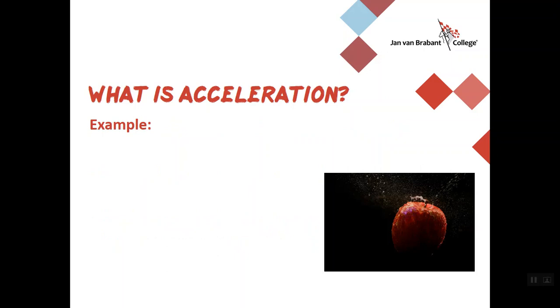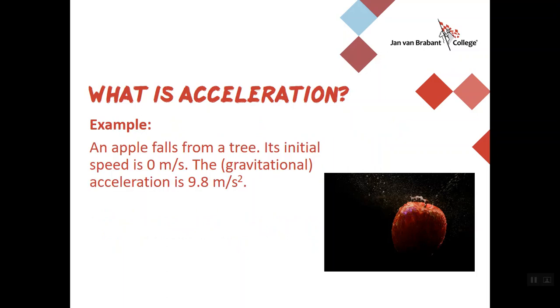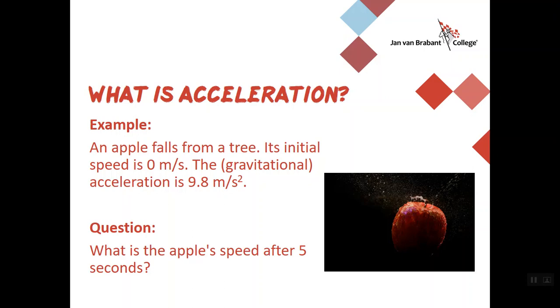Suppose you're sitting in a garden and suddenly an apple falls from the tree. Initially, the apple's speed is equal to 0, but since it's being pulled at by the earth, its speed will increase. In this case, the gravitational acceleration is equal to 9.8 meters per second squared. That means that in exactly 1 second, the speed increases by 9.8 meters per second. Can you tell me what the speed is after 5 seconds? What about 10? That's a little bit easier. After 10 seconds, the speed is equal to 98 meters per second.